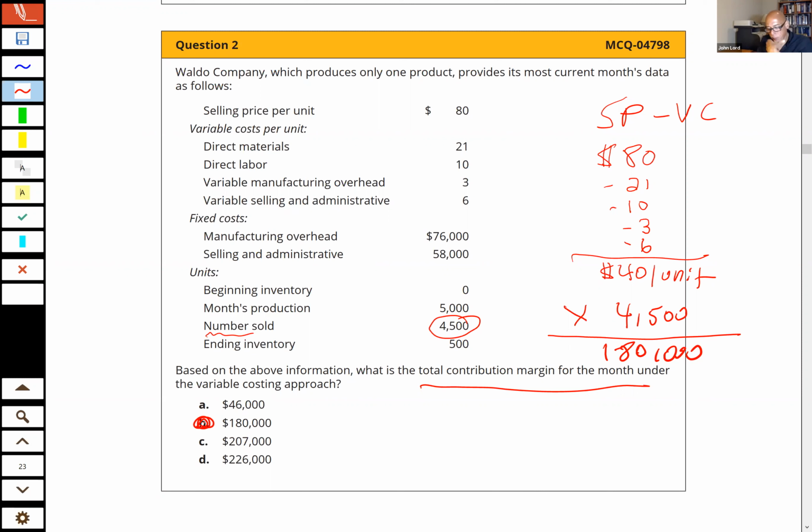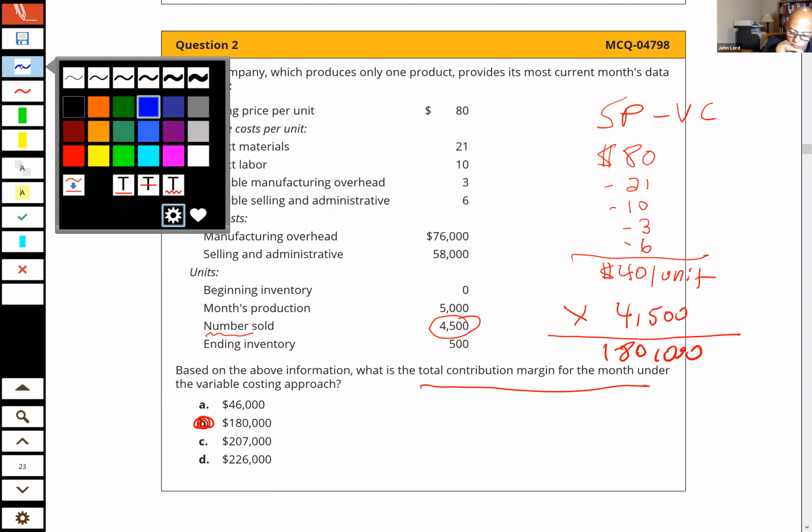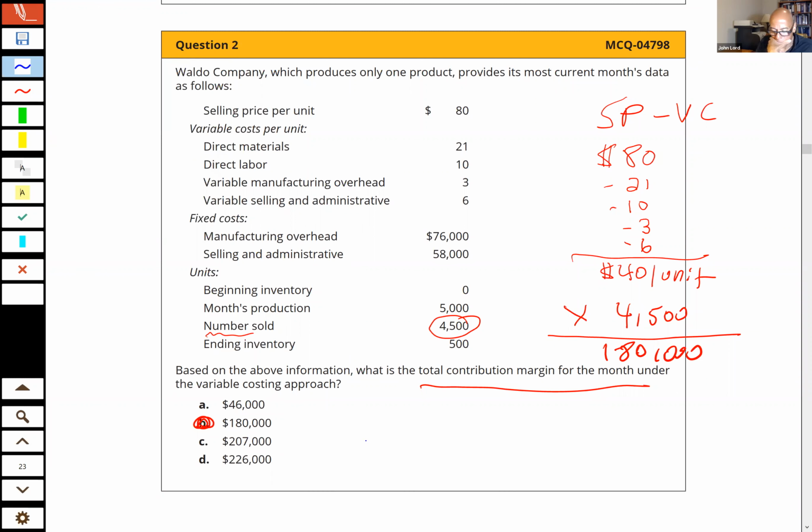Okay, good. Now let me play jazz with this question. What if the question asked me, well, let me ask you two questions that this question could ask. Is absorption or variable costing going to have the higher operating income?